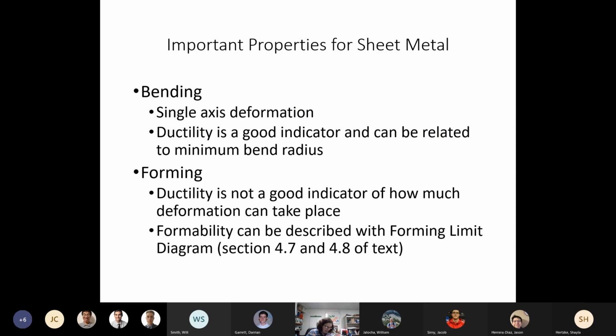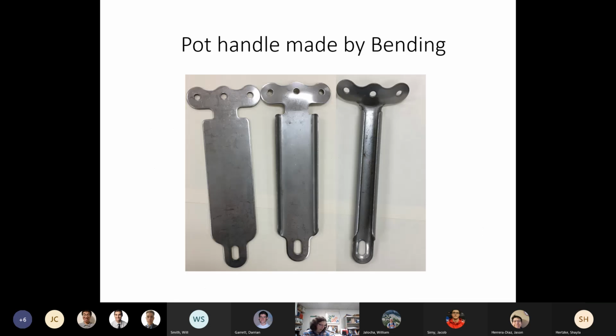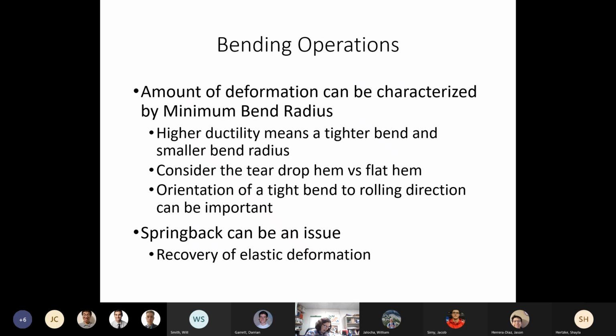And we have our shearing operations. We talked a little bit also about bending and the idea that bending is single axis deformation, and we'll come back to forming. Here is our pot handle. And again, the amount of deformation. When we look at the bend radius, we're talking about this radius here. That is going to be related to the ductility.